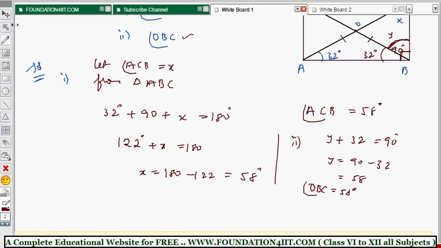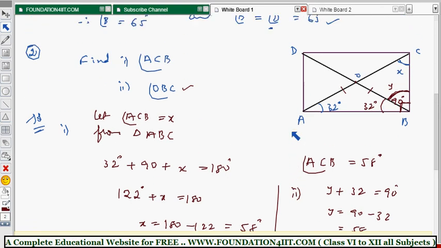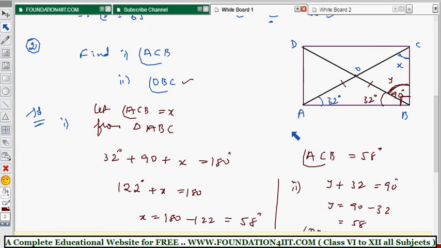There are many ways you can prove this. Even if you take triangle OCB, where OC is equal to OB, then the opposite angles are equal, so X is equal to Y. We can do it that way also. So you should know the properties to prove the particular angle which is asked.